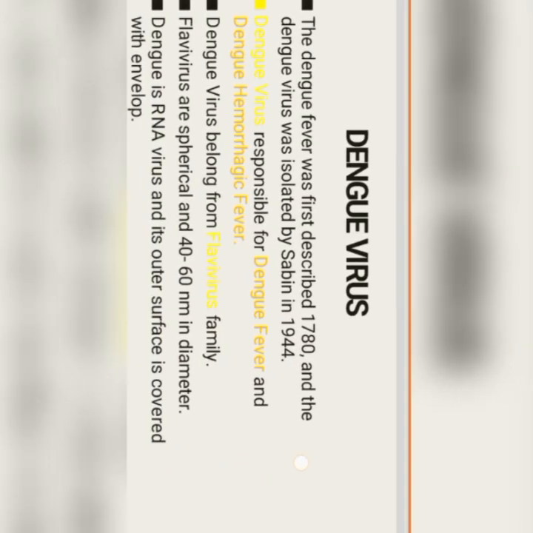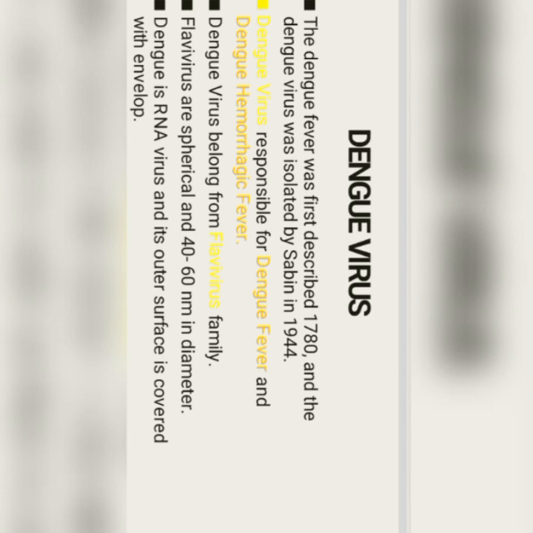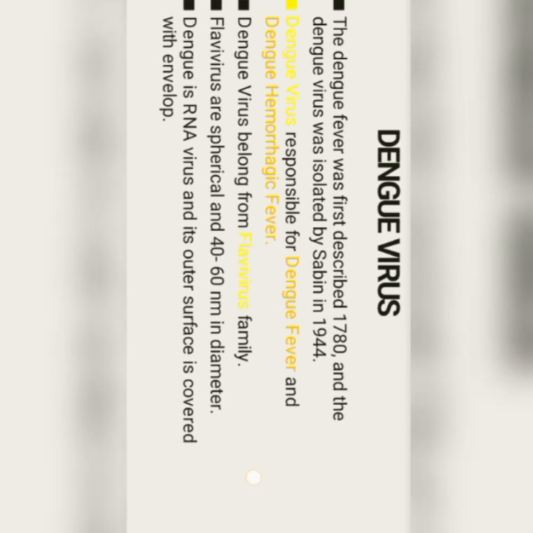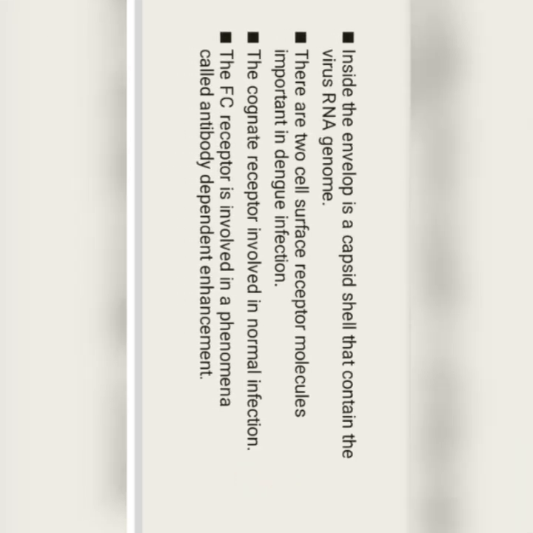Dengue fever was first described in 1780, and the dengue virus was isolated by Sabin in 1944. Dengue virus is responsible for dengue fever and dengue hemorrhagic fever. Dengue virus belongs to the flavivirus family. Flaviviruses are spherical and 40 to 60 nanometers in diameter. Dengue virus is an RNA virus and its outer surface is covered with an envelope. Inside the envelope is a capsid shell that contains the viral RNA genome.